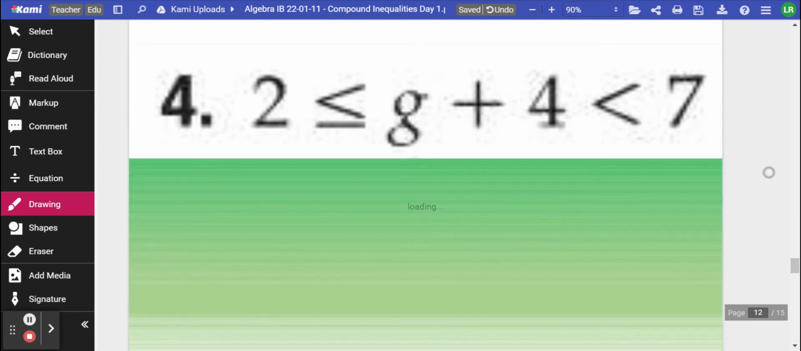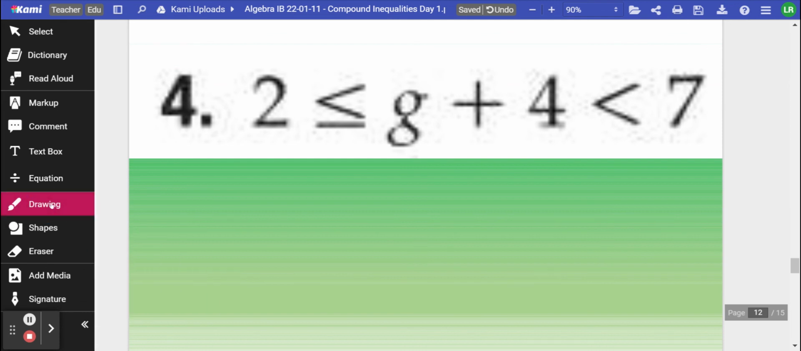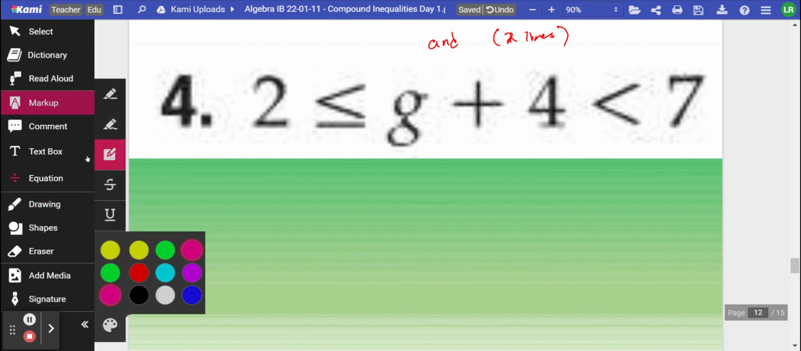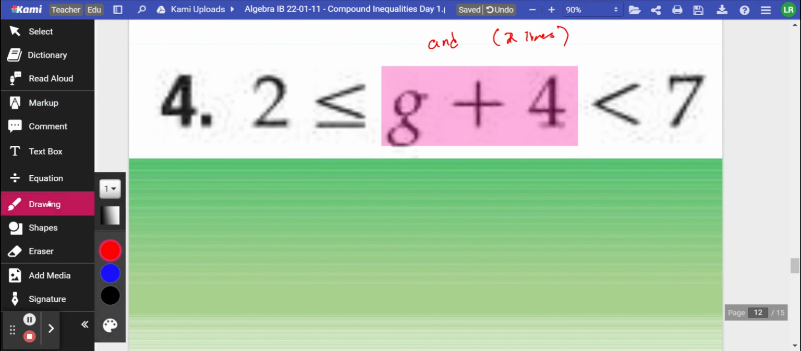Last one here. Go ahead and pause the video and complete this problem. Now, remember, these are automatic and statements. So when we graph, we're looking for 2 lines. But we have to break this up. The middle part, remember, goes with both. So this part goes with both problems.